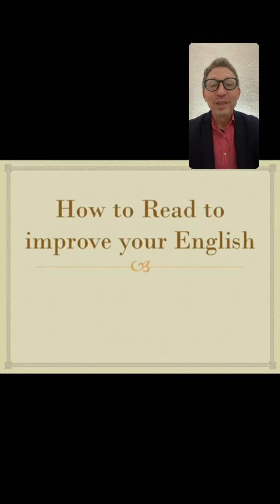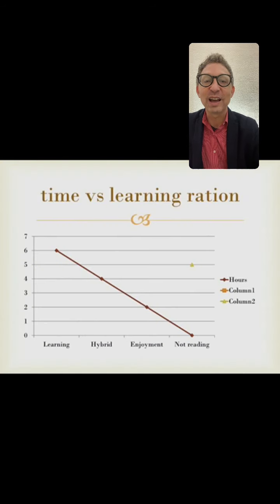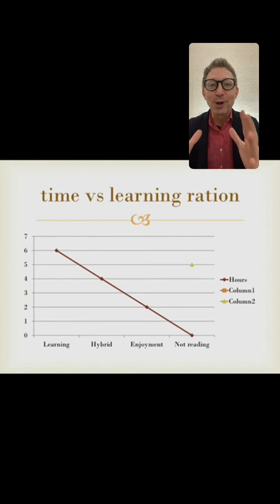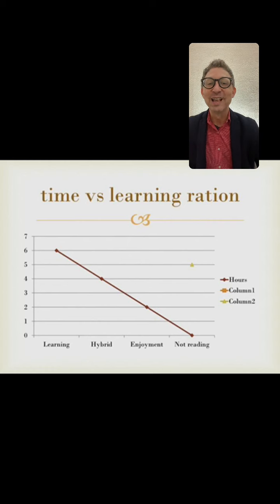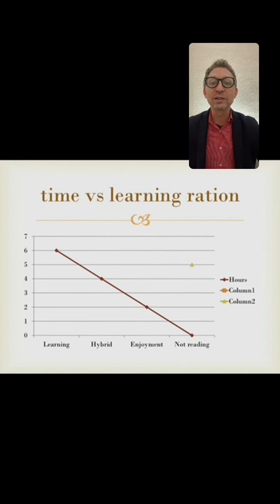Now, how to read to improve your English. This is going to be an interesting point here. How to read to improve your English. Now, we have here a very small chart. I apologize about this. We have on the vertical graph time in hours, 1 hour, 2 hours, 3 hours, 4 hours. And then horizontally, we have the type of reading that you can do.